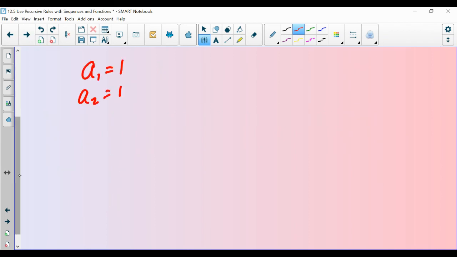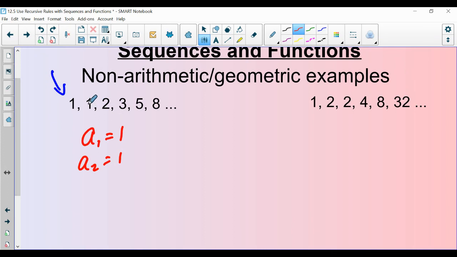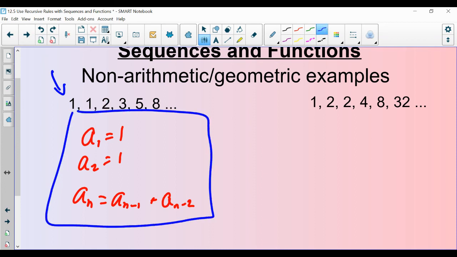And then the third term is the sum of the previous one and two previous. The fourth term is the previous one and two previous. That's true for every situation. A term is the sum of the one that came before it and the one that came before that. And so using the notation, what notation do we have for the previous term? A sub n minus 1. And what notation do we have for two previous? You have to infer it a little bit. That would be a sub n minus 2.